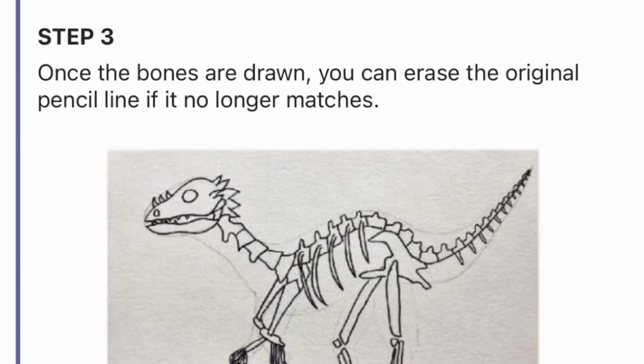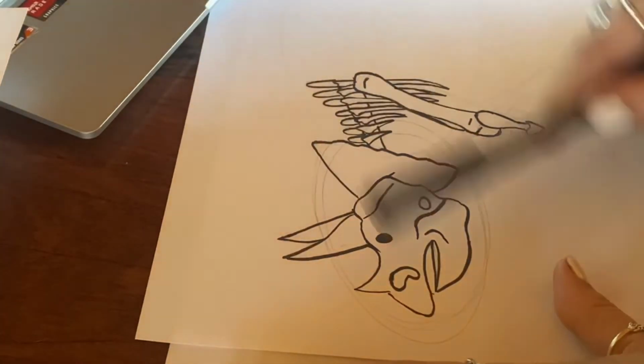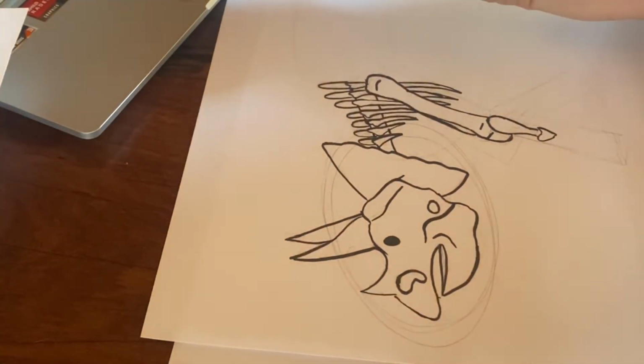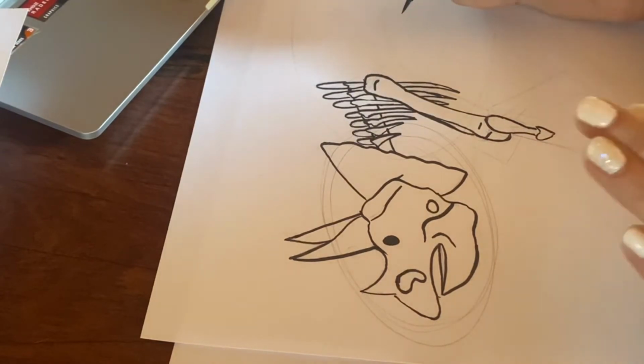Once the bones are drawn, you can erase the original pencil line if it no longer matches. Okay, so I've drawn some of my dinosaur now, and I just want to show you hatching and cross-hatching.